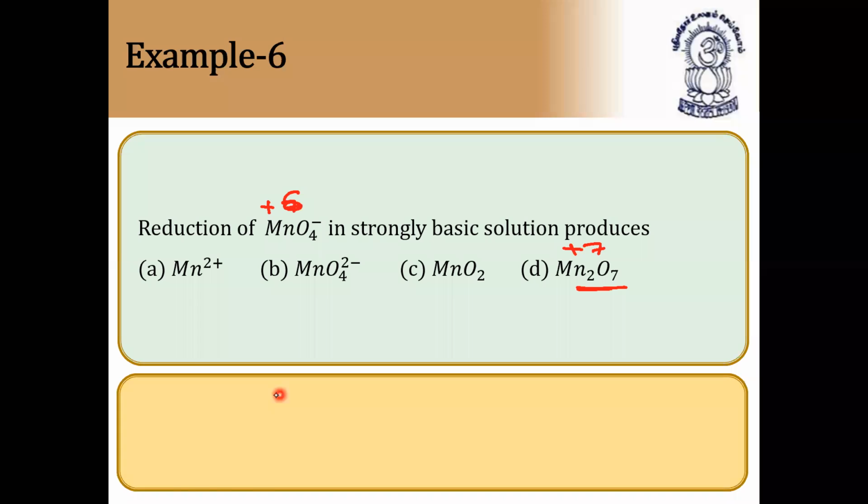That's why you can say equivalent weight is equal to... So option is B, MnO4 2 minus. MnO4 2 minus, option is B, because the oxidation state of manganese is plus 7 here.